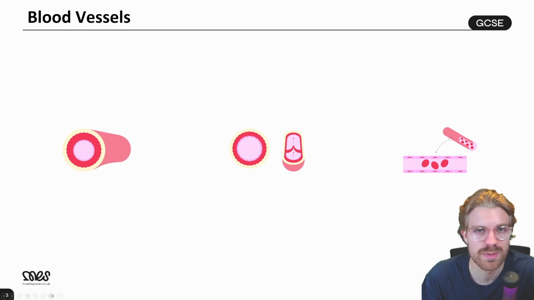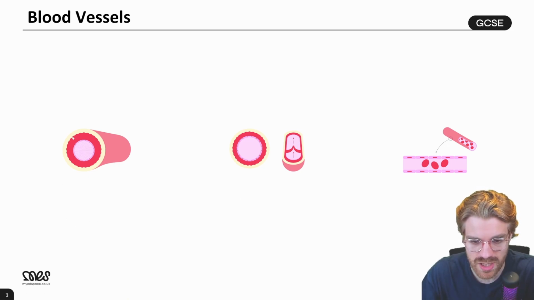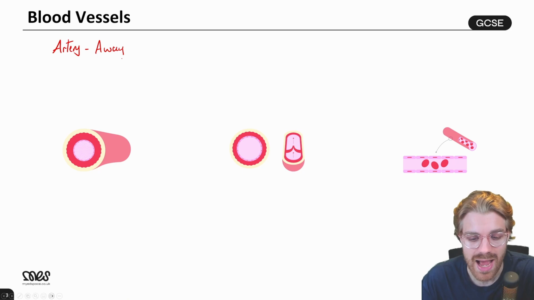Now, to transport the blood around the body, the cardiovascular system uses blood vessels. This makes it a closed system. There are three types of blood vessels we need to know about. The first is an artery. Now, arteries carry blood away from the heart. And the artery has a few adaptations for that.